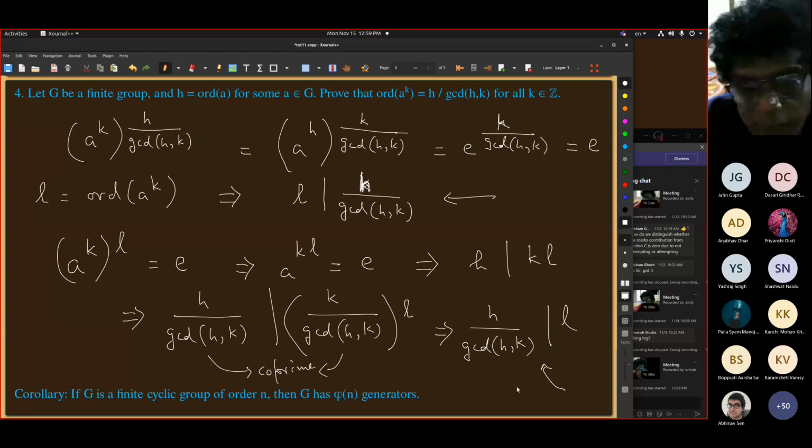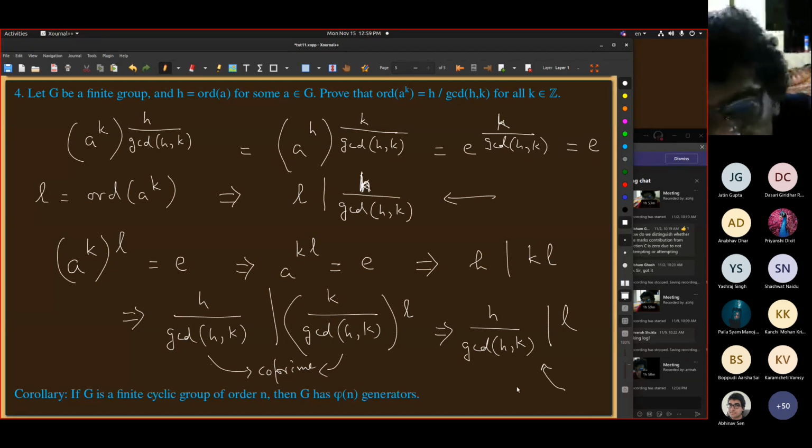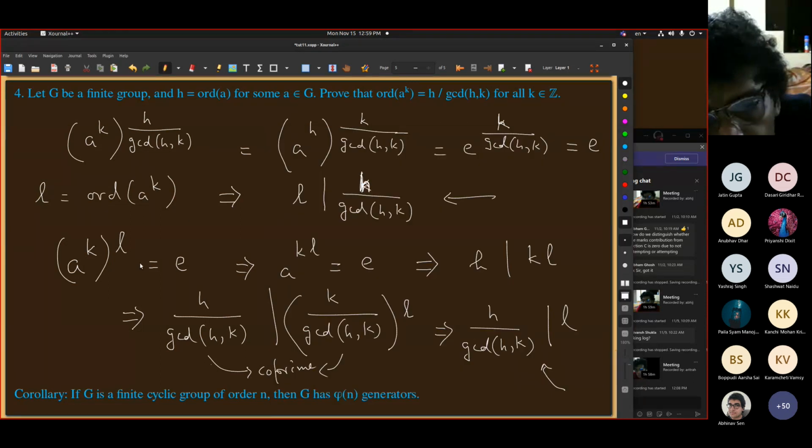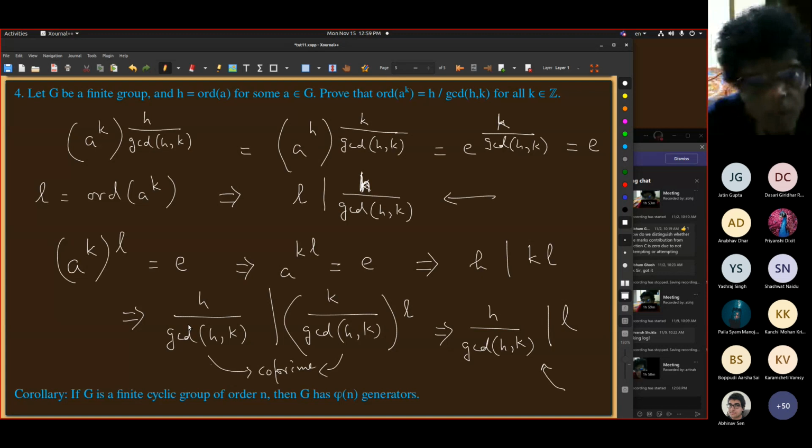Sir, we cannot say this coprime thing if K is equal to the GCD of H and K. Then obviously H by GCD of H comma K will divide K by GCD of H comma K. There will be a problem, right? What is the problem? Oh no, sorry. Okay, no, anyway.